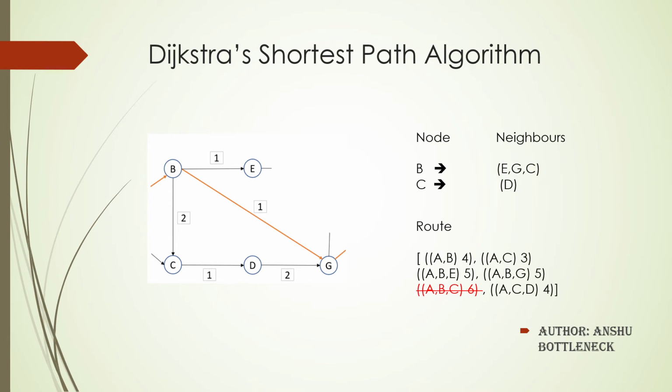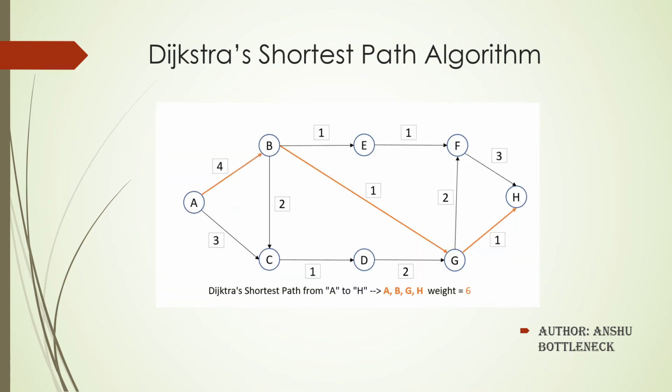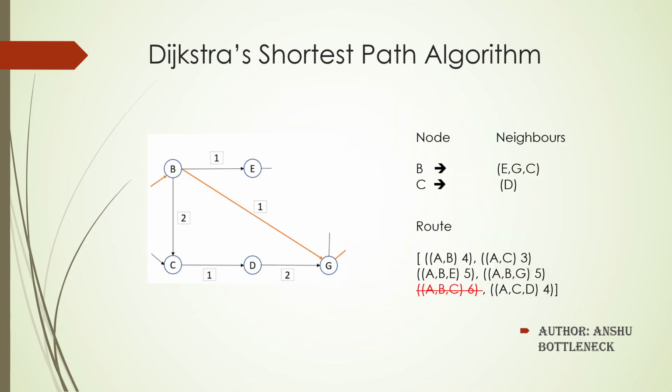So now the path A to C has a weight of 3, and A, B, C has a weight of 6. If I go back, here you see A to C is 3, and if you traverse to C via B, A to B is 4 and B to C is 2. So similarly A, B, C is eliminated. So now the routes that we have are A to B with minimum distance 4, A to C with minimum distance 3, A, B, E with minimum distance 5, A to G with minimum distance 5, A to D with minimum distance of 4.